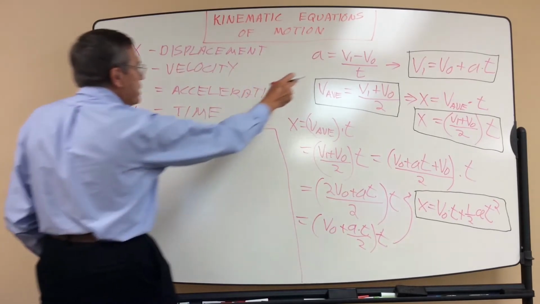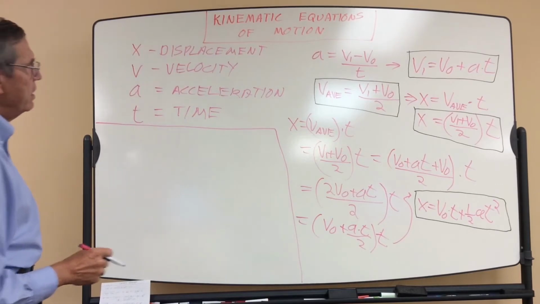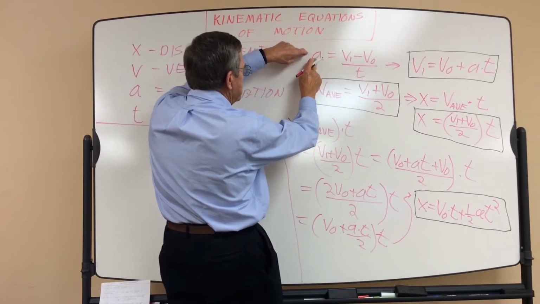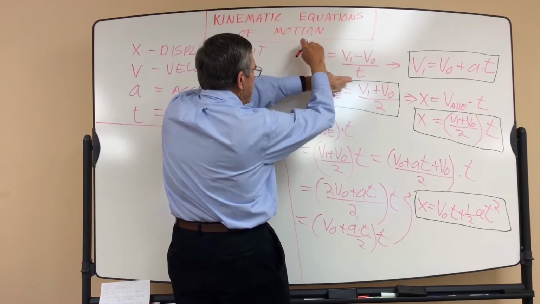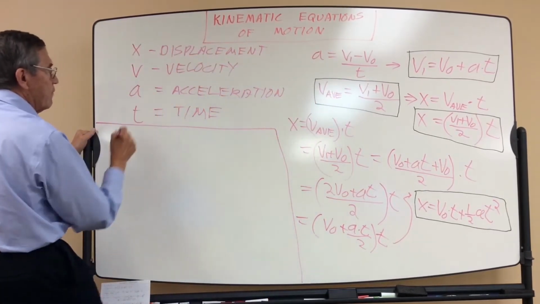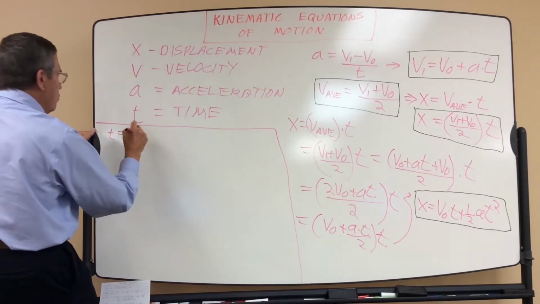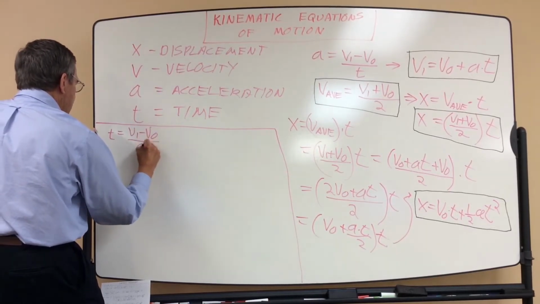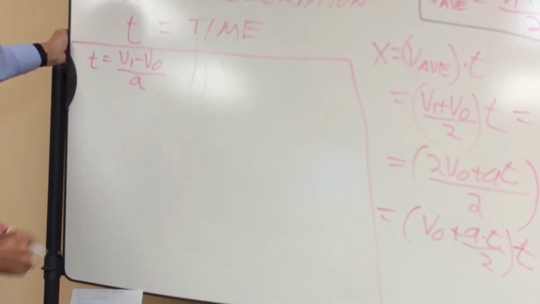We're going to take this original expression here, and I'm going to solve it for t. I define acceleration as the difference in velocity divided by t. I'm just going to interplay these two algebraically. Taking our first equation, t is equal to v1 minus v0 divided by a. Simple algebra. So now I have that.